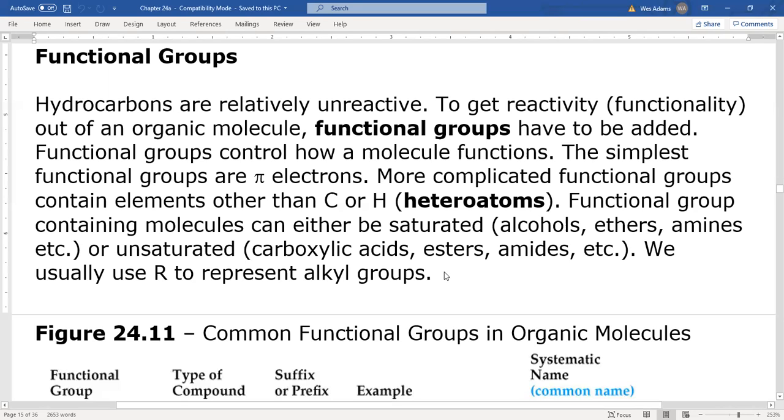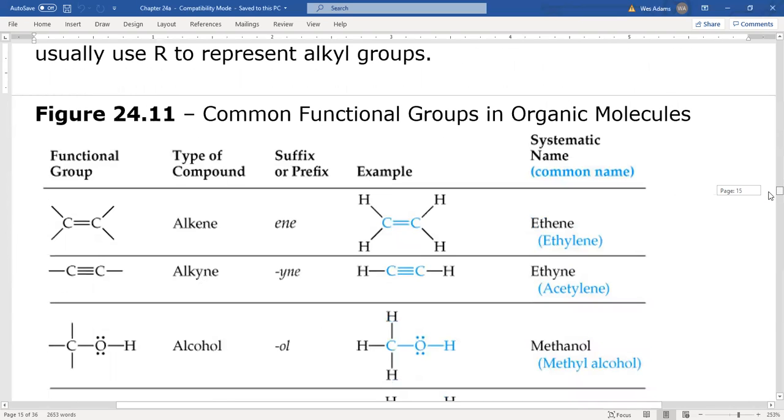So let's look at each of these in a little bit more detail. These are some of the common functional groups, where the functional group itself is there in the light blue, and you have the name of the compound. We'll talk a little bit about the nomenclature of these groups, but we're not going to really focus on that for this course. So as we mentioned, the carbon-carbon double bond is the alkene. It has an E ending, for example, ethylene.